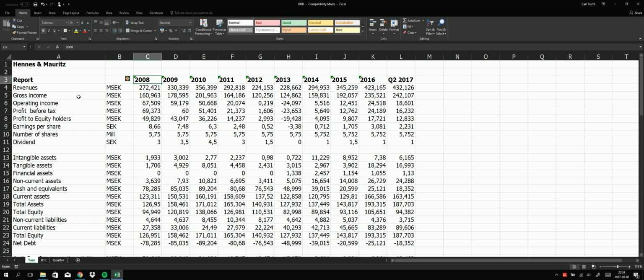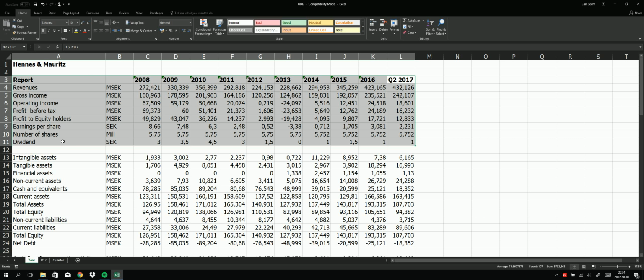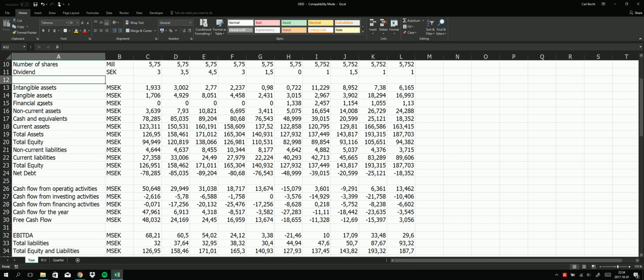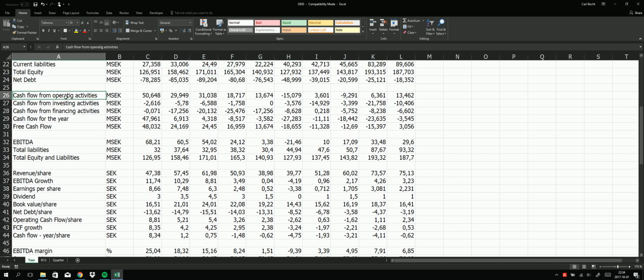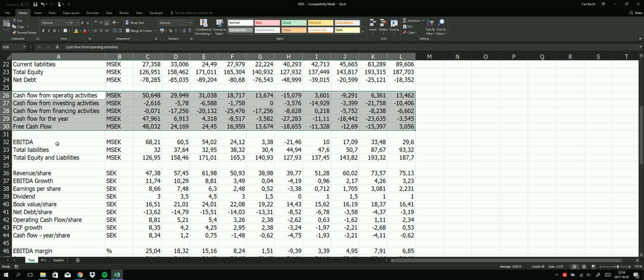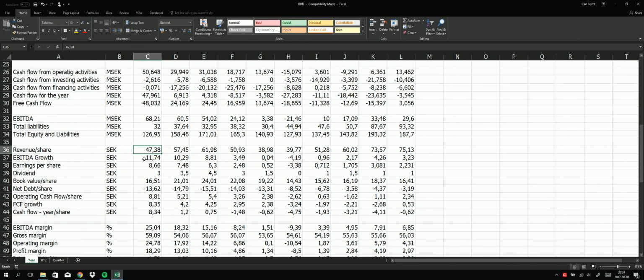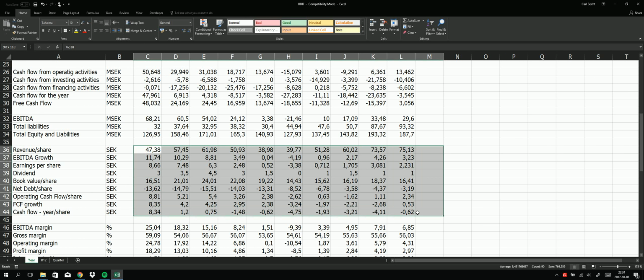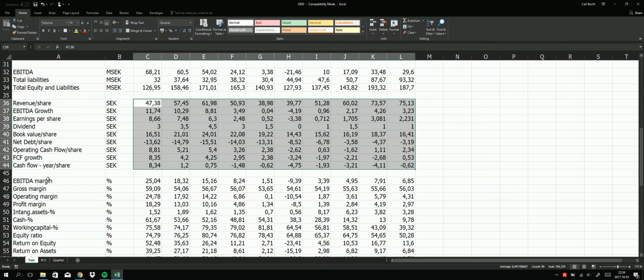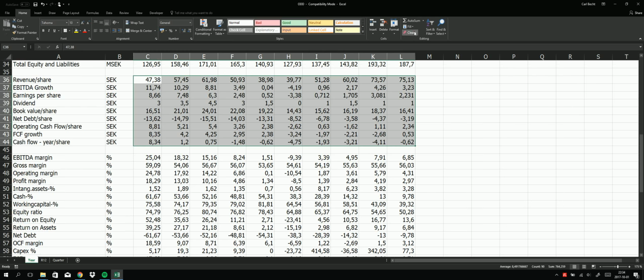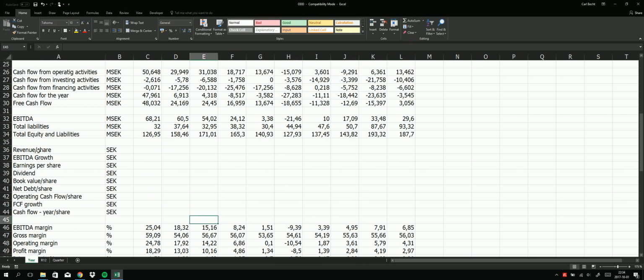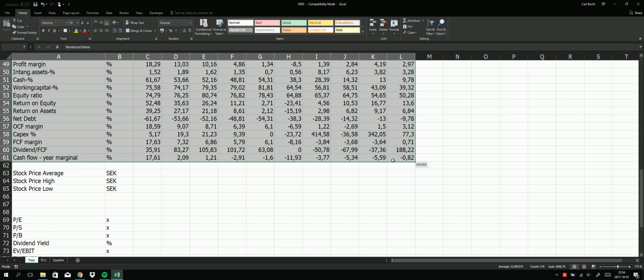I'm gonna show you how to calculate multiples for this Swedish company, H&M. I have the income statement here, sort of, my balance sheet here, my cash flow here, and EBITDA here. I think these numbers are purely based on this one, so I'll remove these because it's calculations and not pure data.